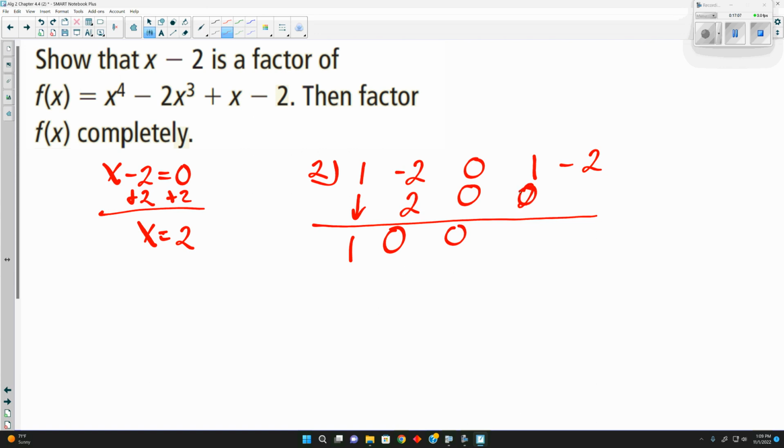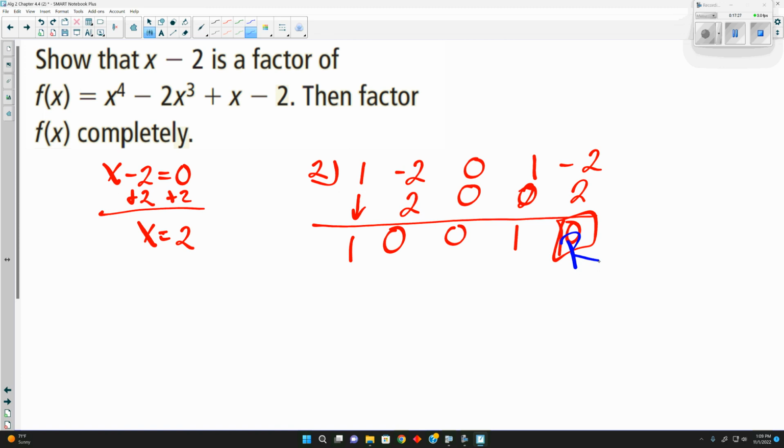I don't know why I about tried to write 2. 1 plus 0 is 1, then we have 2 and 0. So it is a factor just like we thought it would be. Now we can put the variables back in. So 0 is our remainder.